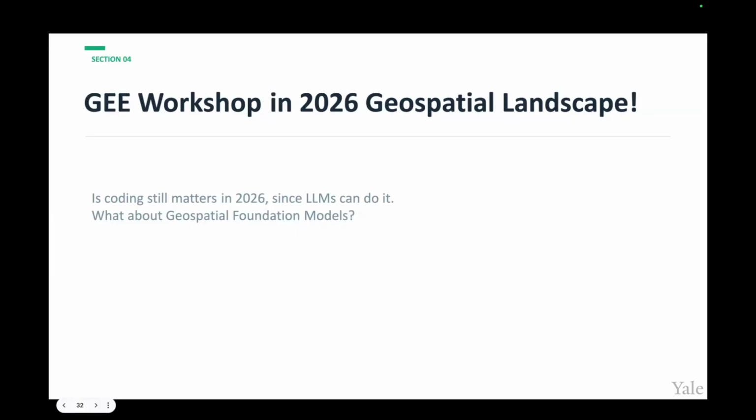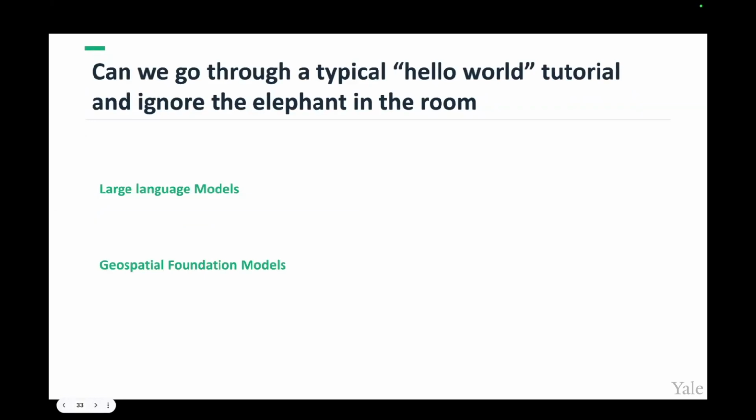Looking at all these things now, we decided that it's worth looking at visualization. But when Jen and I talked about this workshop, the first thing that crossed my mind was: what about the new trends in 2026? What we are mainly talking about is the elephant in the room, the large language model and geospatial knowledge. We will not be trying to learn that side, but it will be useful to think of a framework for how we are going to approach learning Earth Engine given the current trends.